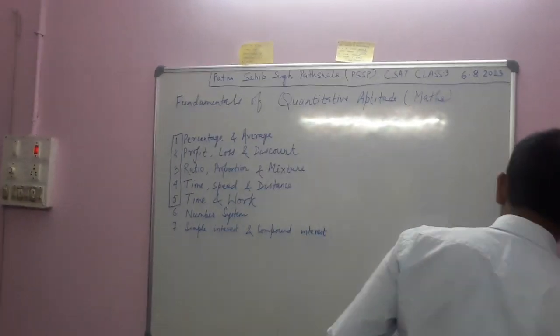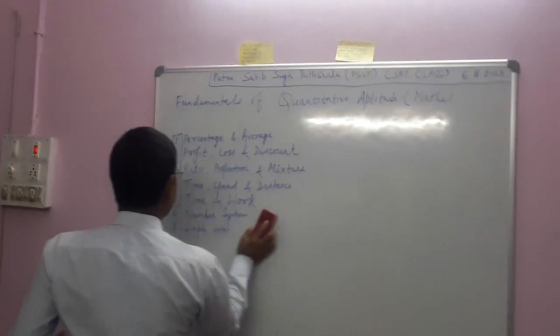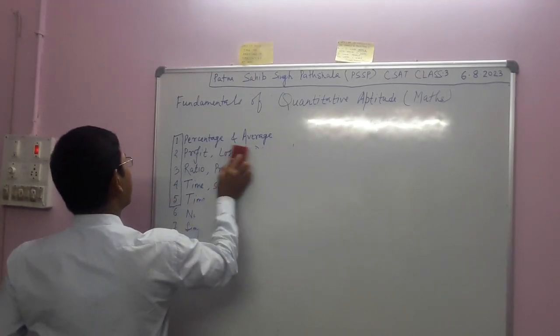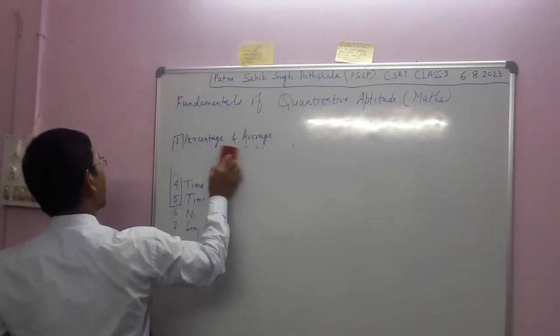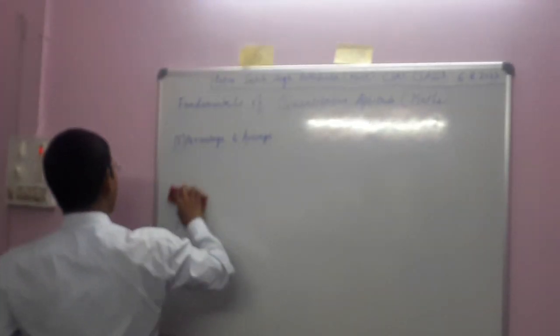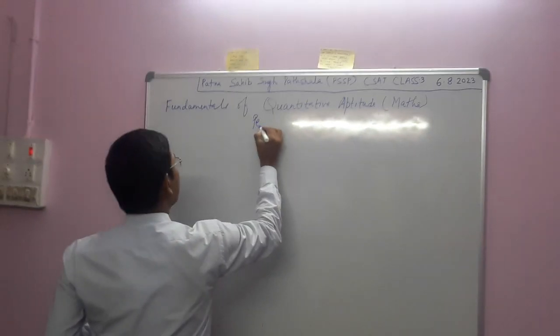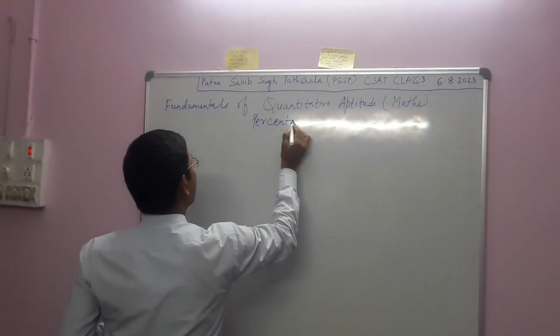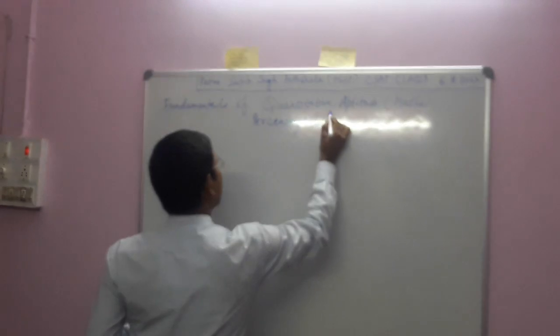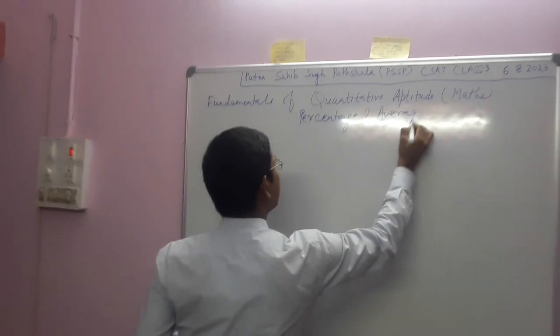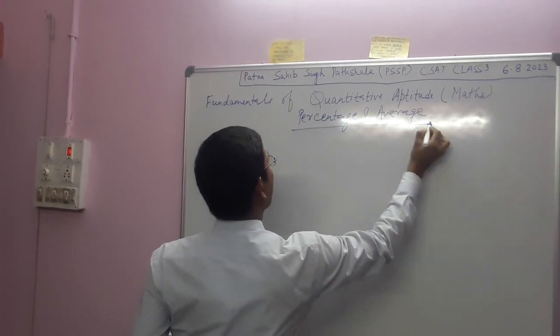the percentage and average section, and we will start with examples, because mathematics is an art and it has to be solved again and again. Percentage and average, this is the chapter which we have started, and let us start with question number 1.